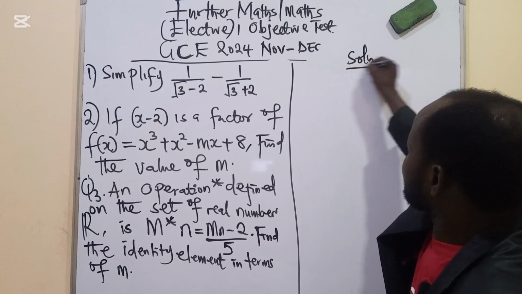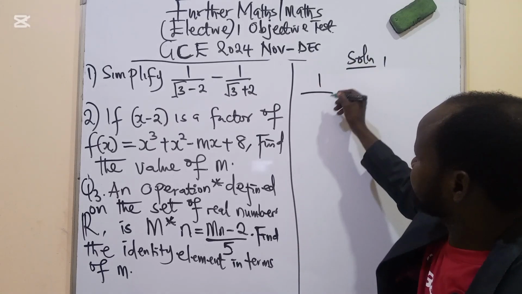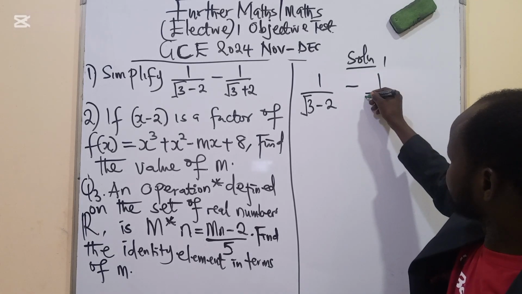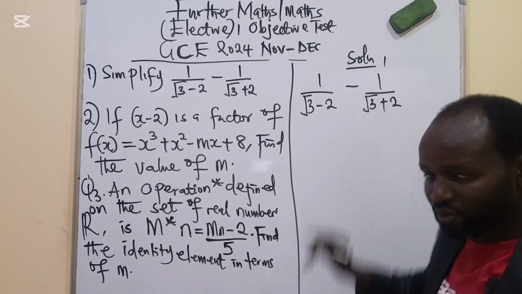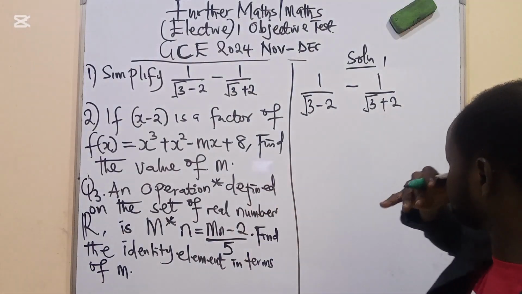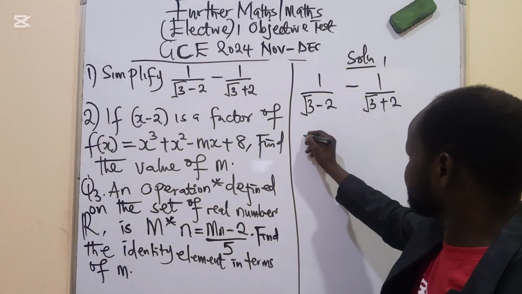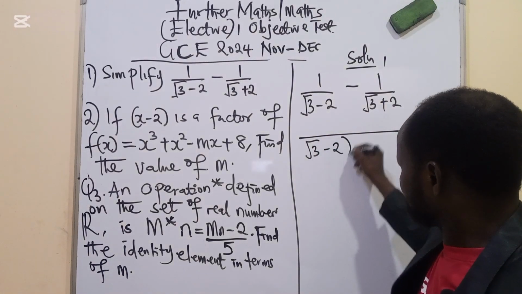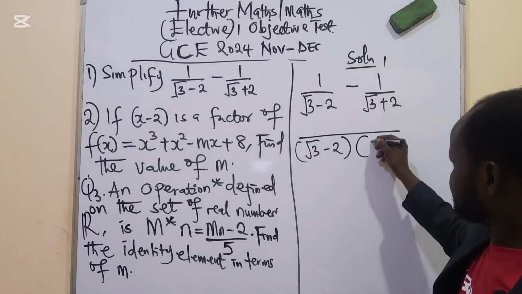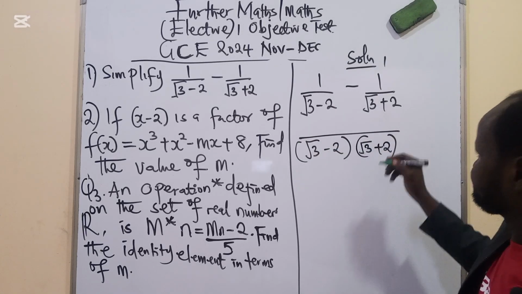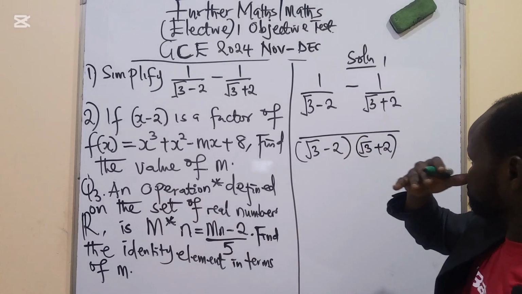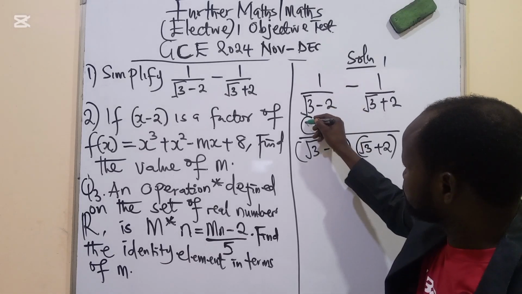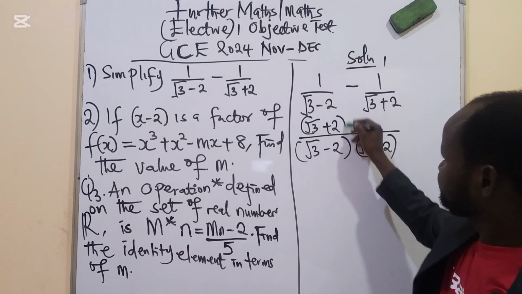Solution to 1 now. We have 1 divided by root 3 minus 2 minus 1 divided by root 3 plus 2. There are many methods we can use to approach this question, but let's find the LCM of the denominators, which will be root 3 minus 2, all in brackets, multiplied by root 3 plus 2. Root 3 minus 2 into this, of course, will take care of this. We'll be left with this times 1, so we'll be left with root 3 plus 2.